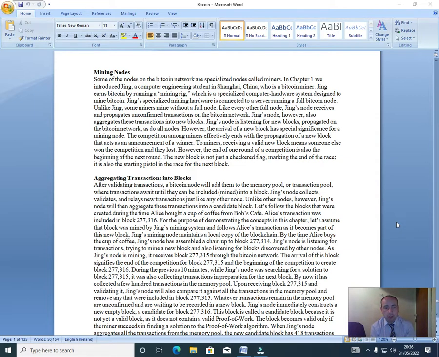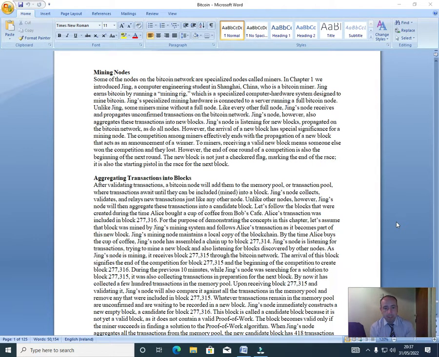Unlike Jing, some miners mine without a full node. Like every other full node, Jing's node receives and propagates unconfirmed transactions on the Bitcoin network. Jing's node, however, also aggregates these transactions into new blocks. Jing's node is listening for new blocks propagated on the Bitcoin network, as all nodes do. However, the arrival of a new block has special significance for a mining node.